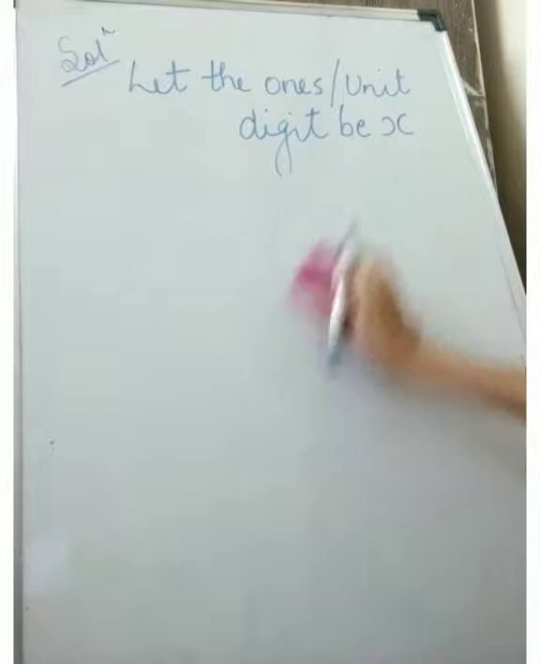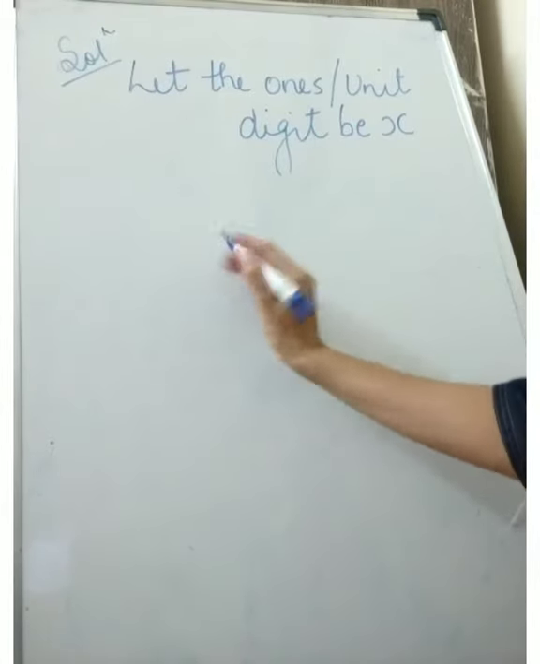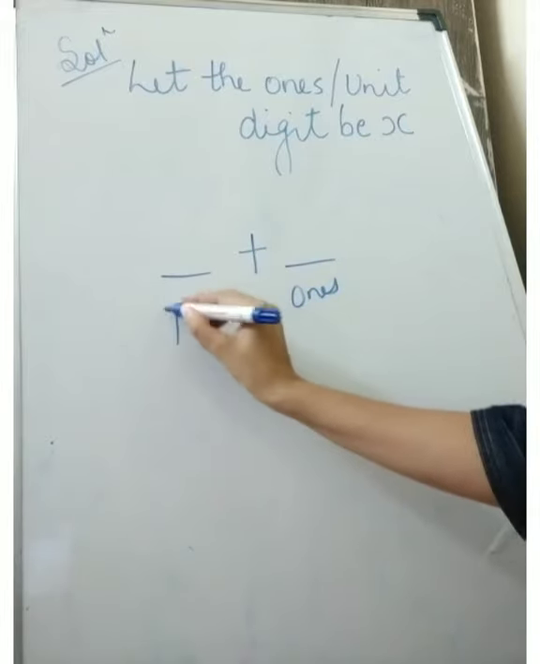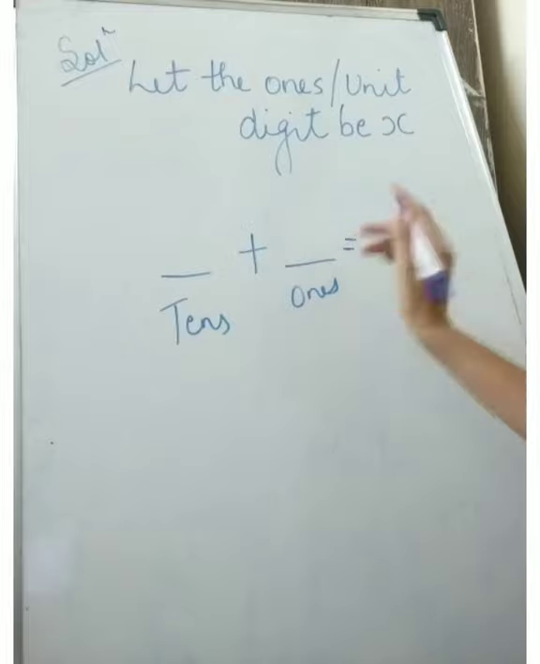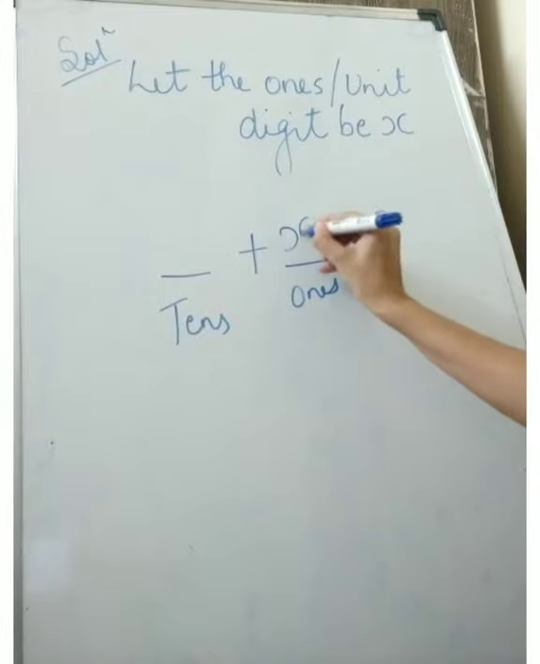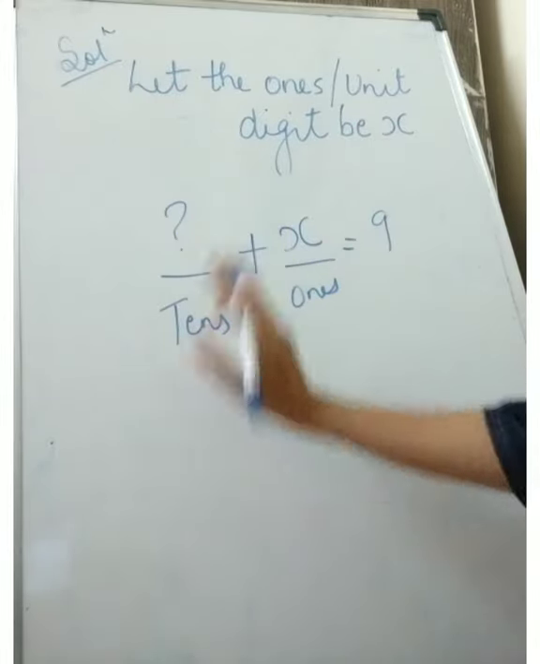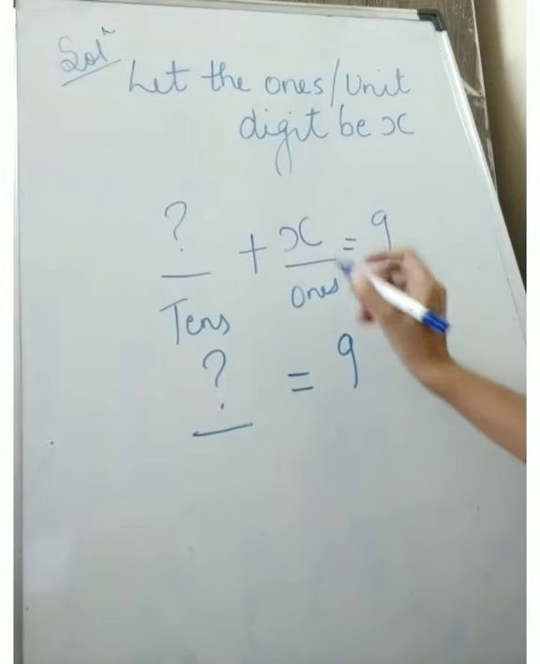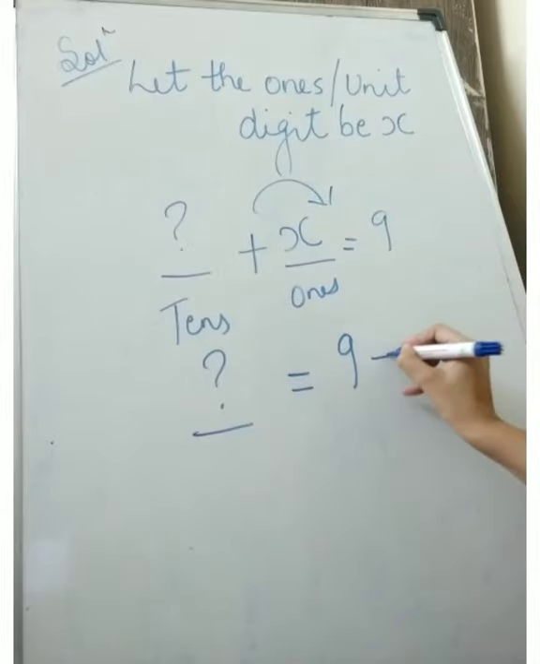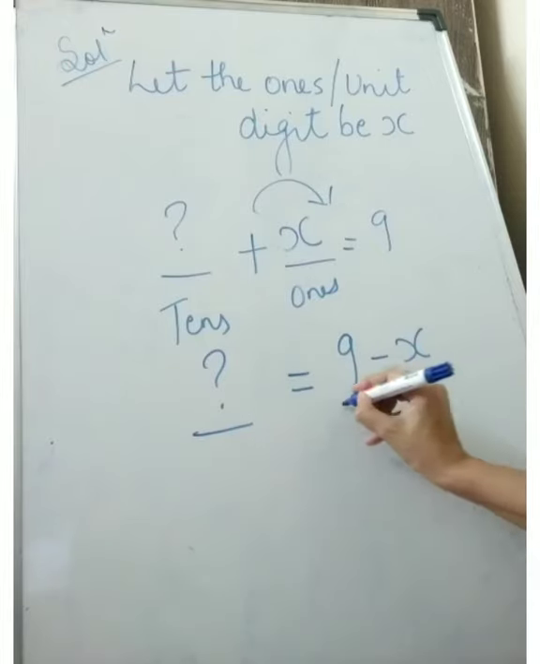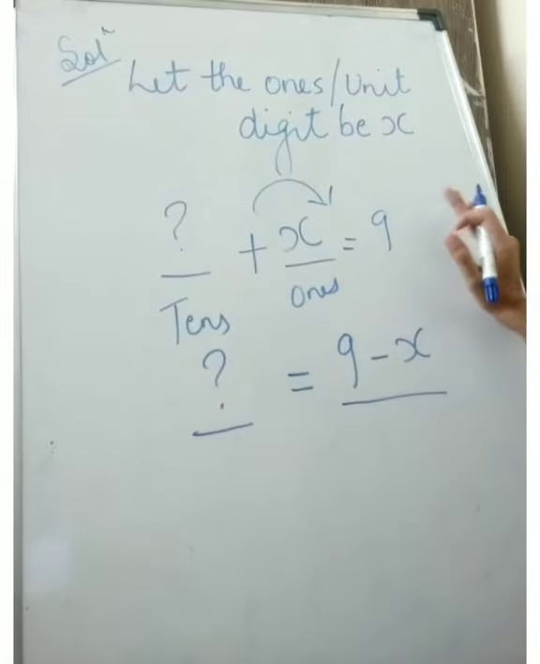So it is given in the question that the ones digit and tens digit, the 2 numbers we are adding, will become 9. Now I have taken the ones digit as x. So we don't know this number. Now suppose this number I will keep it here, the equals sign also I will keep it here, and 9. This plus x when it goes there will become minus x. So the tens digit, this question mark, will become 9 minus x. I hope you all have understood the concept of how I have done it.